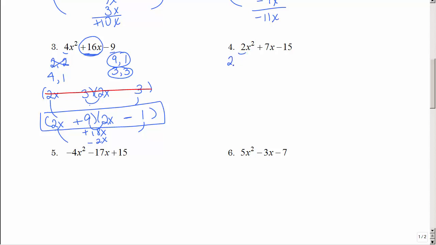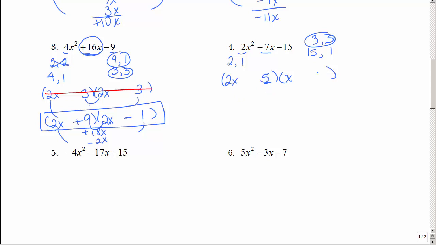Well, thank goodness we only have one choice for 2. But 15, we have 3 and 5 or 15 and 1. So again, since my middle number is kind of small, I'm going to stick with the small choices first. Sometimes that doesn't work, but that's what I'm going to try. And the 3 and the 5, well, I could put the 3 or the 5 here because they don't have anything common with the 2. Just going to have to try it.